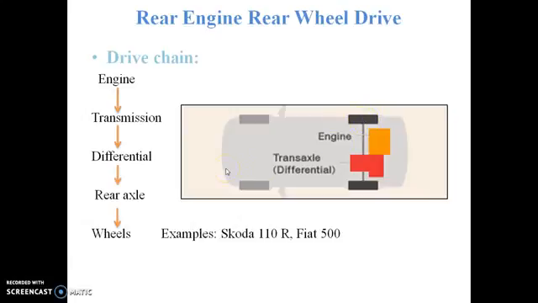Main advantage of this type is that as there is no propeller shaft, that is, there is absence of the propeller shaft, so the design is quite simple. As the engine is mounted at the rear portion of the automobile, the disadvantage is that there is no natural cooling of the engine. Example of this type is the Skoda 110R and the Fiat 500.